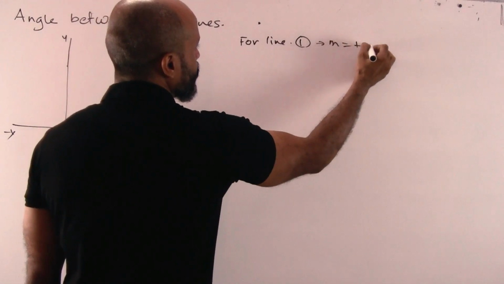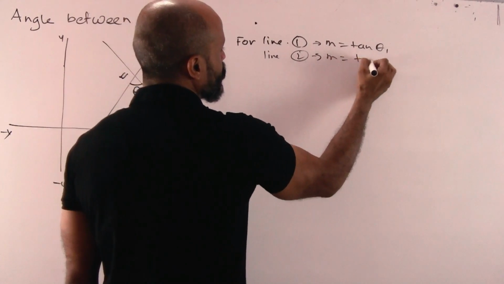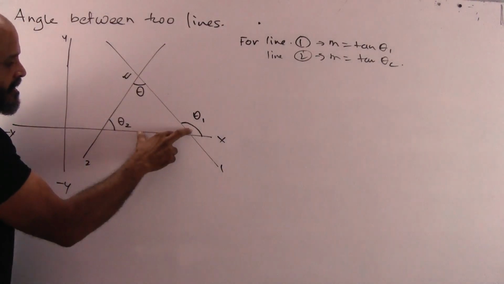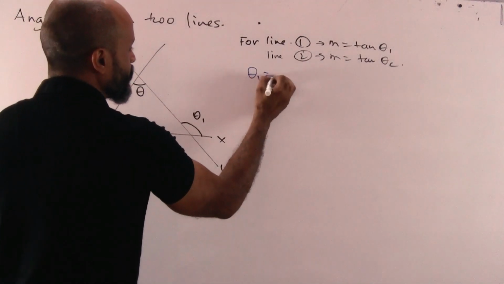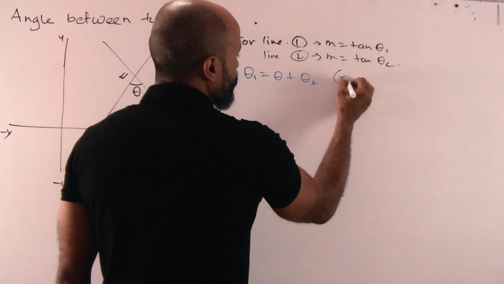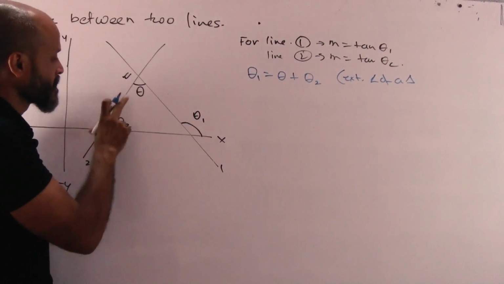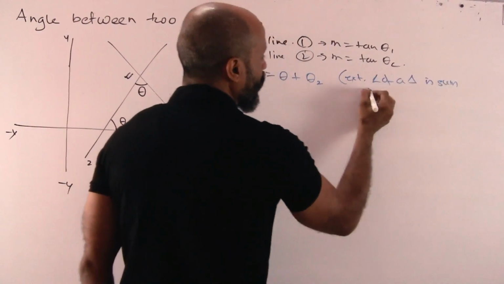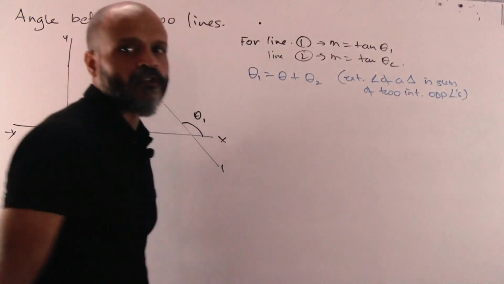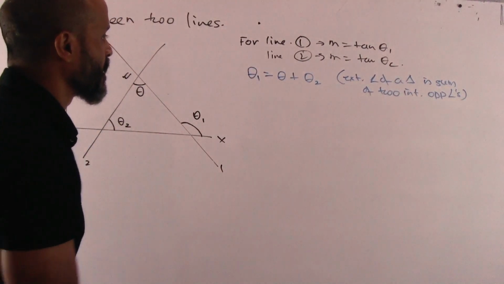For line 1 the slope is equal to tan theta 1, and for line 2 the slope m is equal to tan theta 2. Now if we look at it very closely, this theta 1 will be equal to theta plus theta 2. Why? This is basically the exterior angle of the triangle. The exterior angle of a triangle is the sum of the two interior opposite angles. We know this exterior angle theorem. So we have theta 1 is equal to theta plus theta 2.